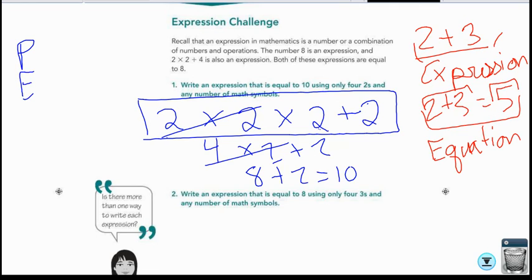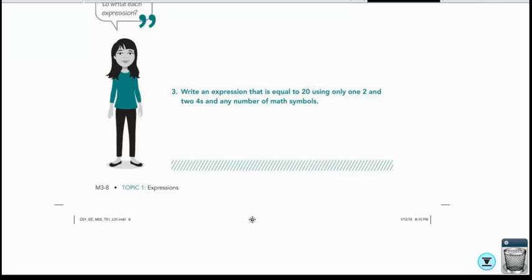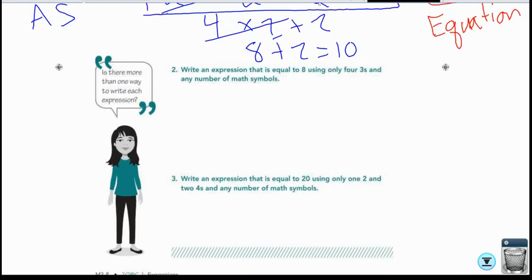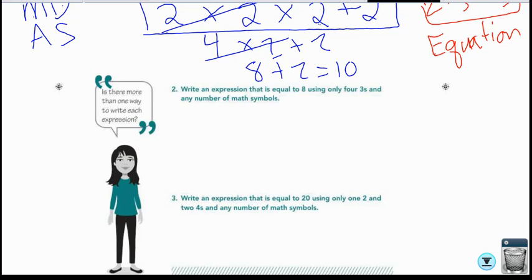And just as a reminder, the way I'm setting this up, if you remember from 5th grade, we have this thing called PEMDAS, or you might have used GEMDAS. That means that we do parentheses first, then exponents, then multiply and divide, whichever comes first, and then add and subtract, whichever comes first. If we go down, number 2 and 3 you should do on your own.